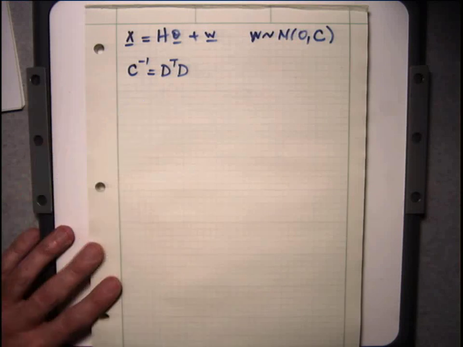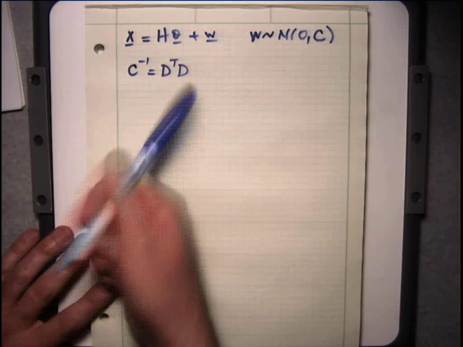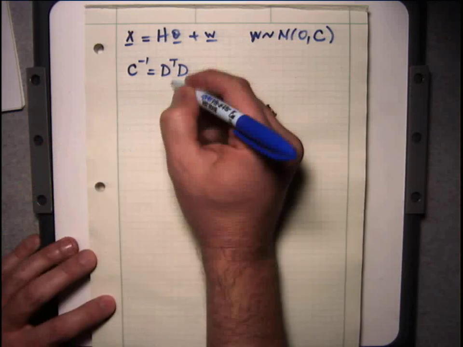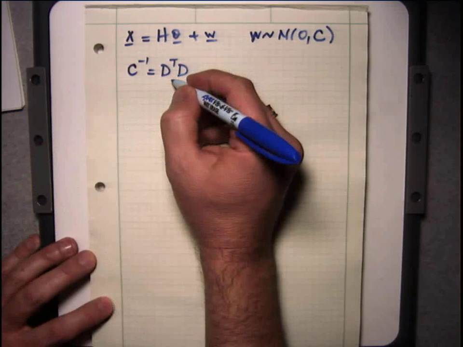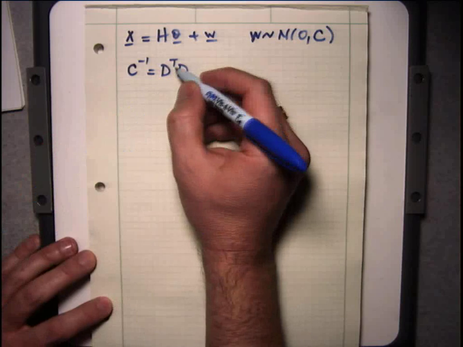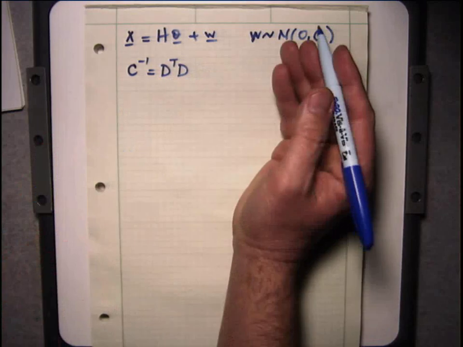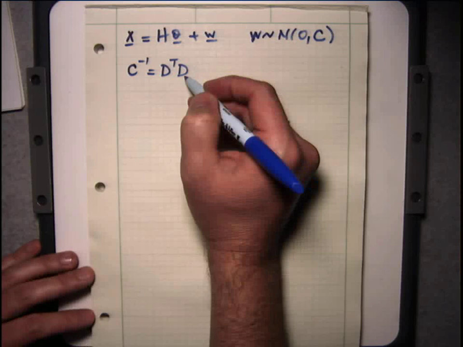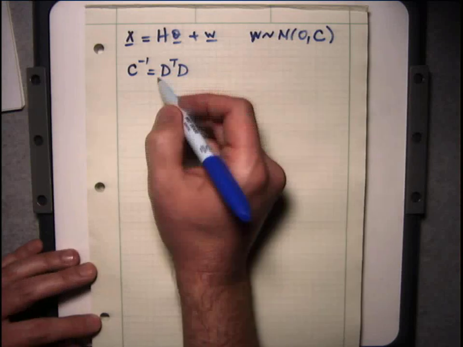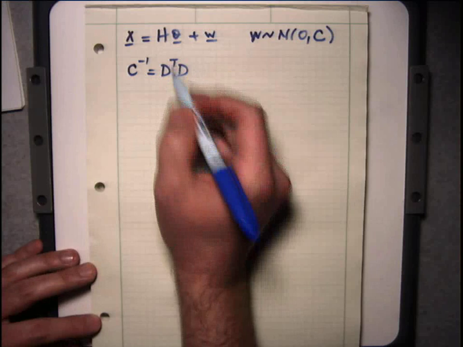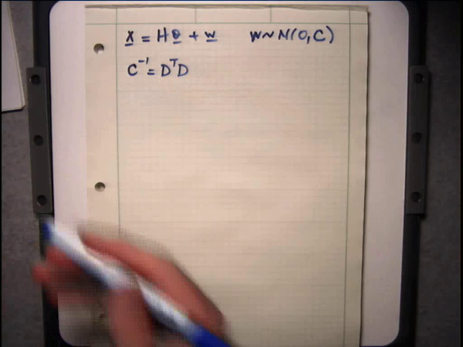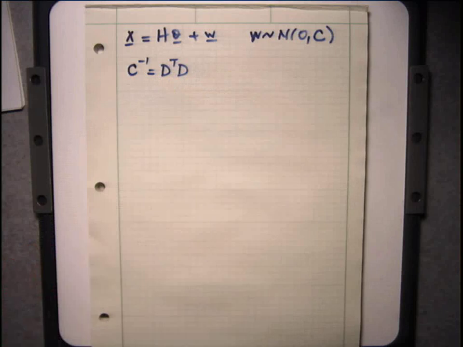However, let me warn you, by the way, this matrix square root is not unique, because if I stick in the middle here an orthogonal matrix, then it cancels out. So instead of D, I write Q times D. Then this becomes D transpose Q transpose Q D, and since Q transpose Q is identity because it's an orthogonal matrix, you get exactly the same thing.